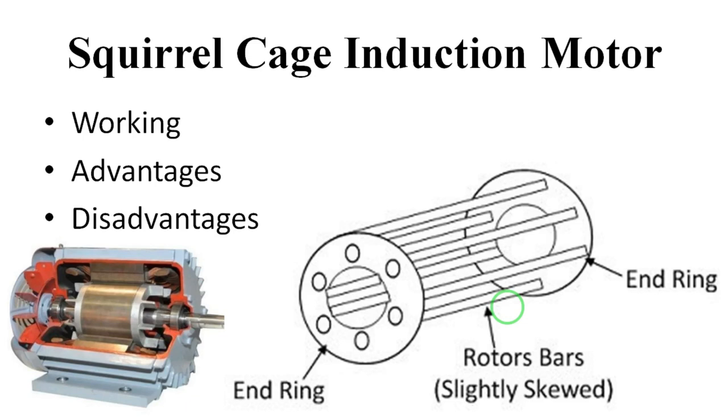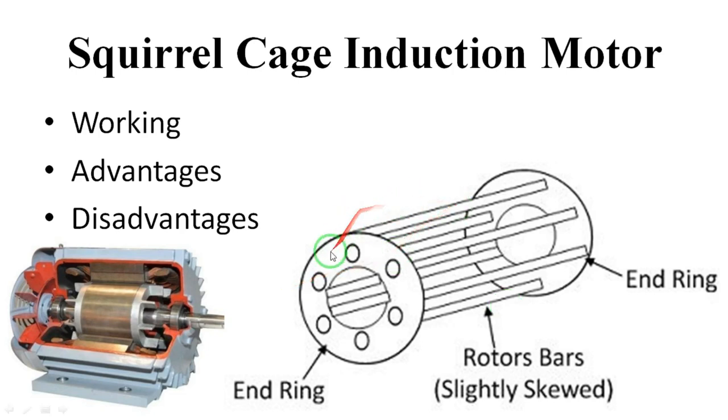Squirrel cage induction motors are mainly used in industrial purpose and also domestic purpose. So 90% of usage is induction motors, squirrel cage type. So squirrel cage type induction motors are used in 90% of the real world.